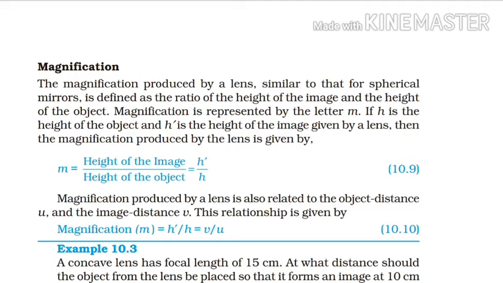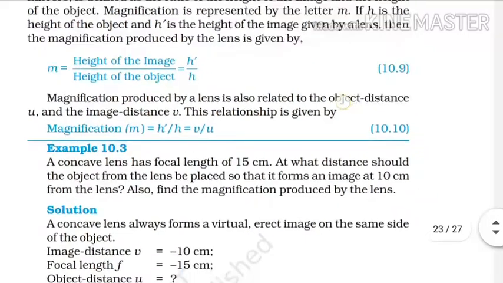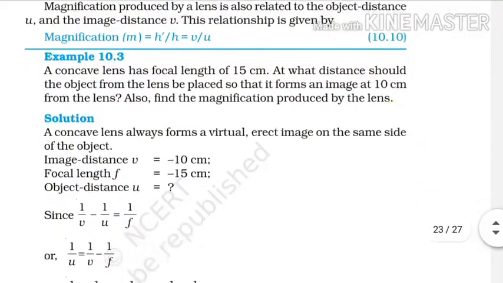Now, magnification produced by a lens is also related to the object distance u and the image distance v. This relation can be given by the formula m equal to h dash by h equal to v by u. This is a simple relation. This can easily be obtained with the help of a simple comparison of the two triangles formed between the object and the image via the lens. So with the help of this formula let us solve different types of numerical problems given in your textbook.